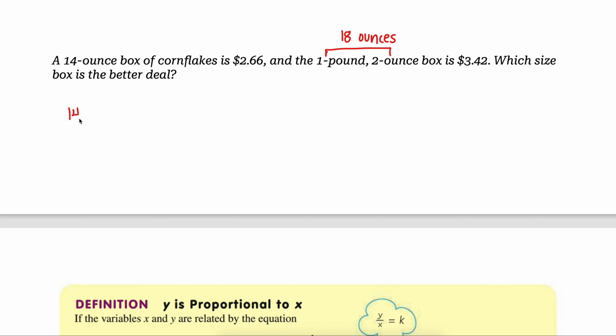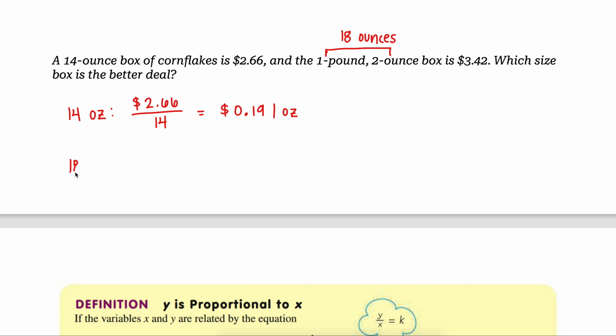So for the 14-ounce box, you'll take that $2.66, divide it by 14, and I will be rounding these to the nearest penny, dollars and cents here. And then when you divide this out, you're going to get 19 cents per ounce. We actually call this a unit rate because it's over 1 ounce.